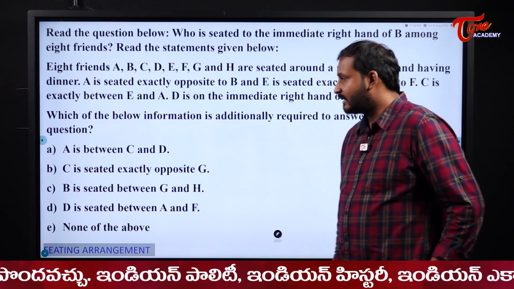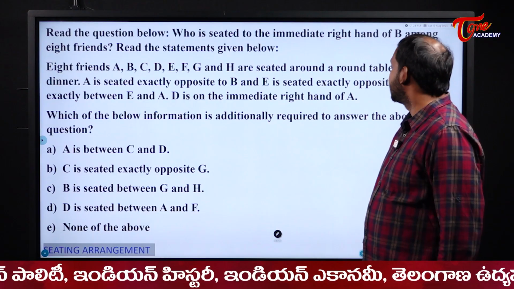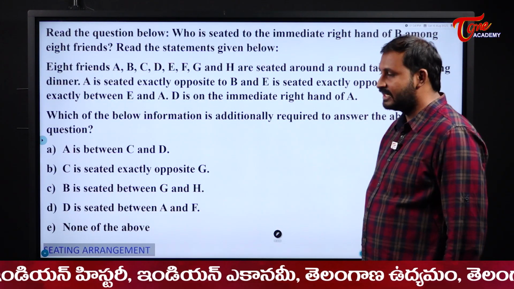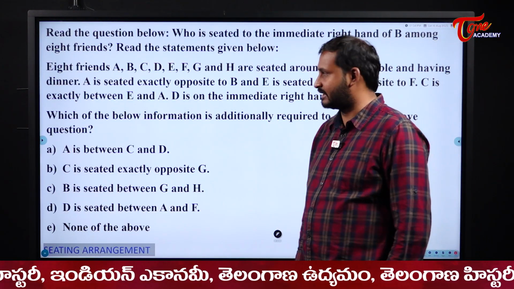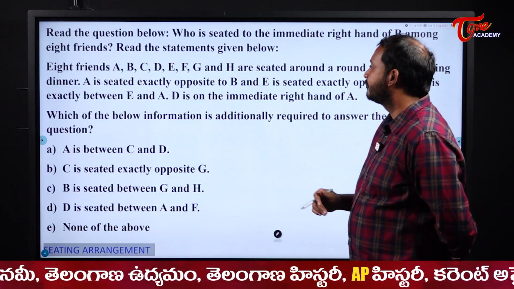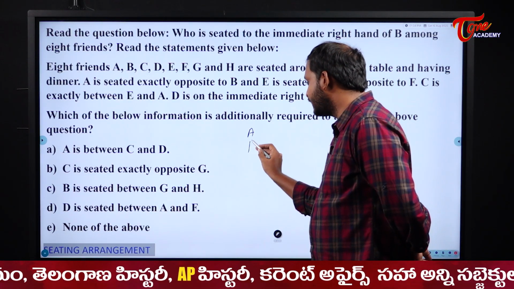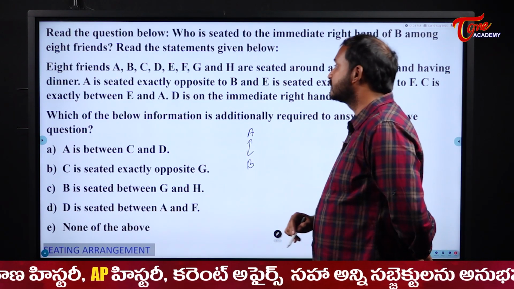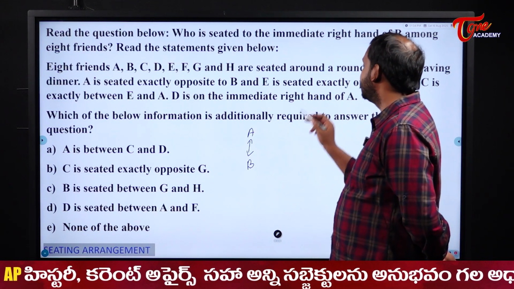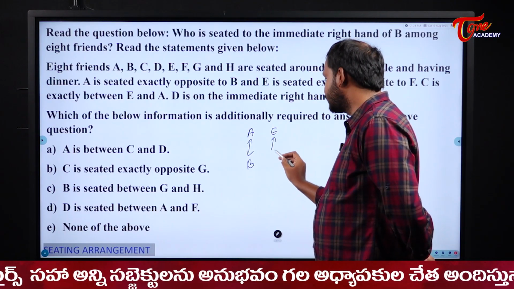Next one. Read the following. Seated A and B among 8 friends seated around a round table and having dinner. Having dinner means all will face center. Okay. A is seated exactly opposite to B. Okay. A and B are opposite to each other. Okay. And E is seated exactly opposite to F.